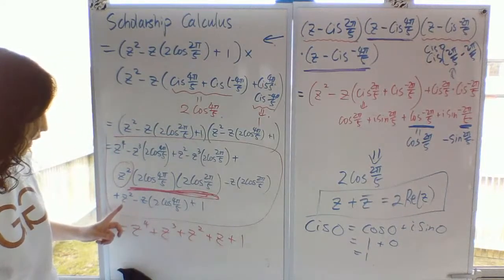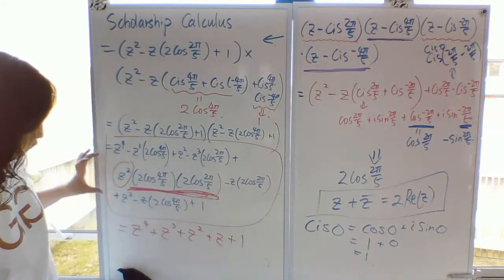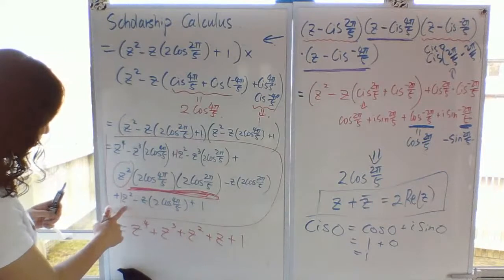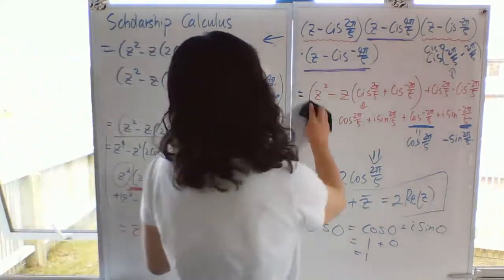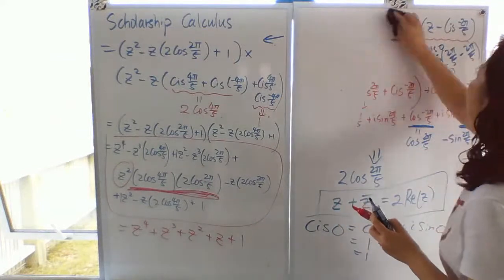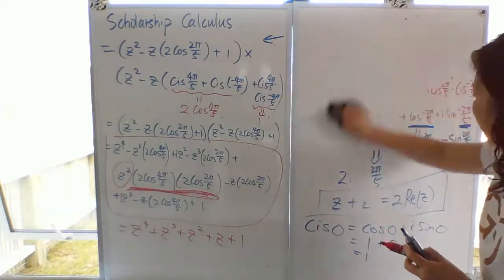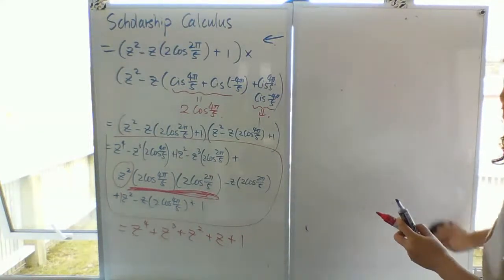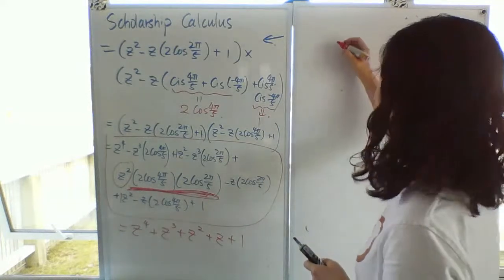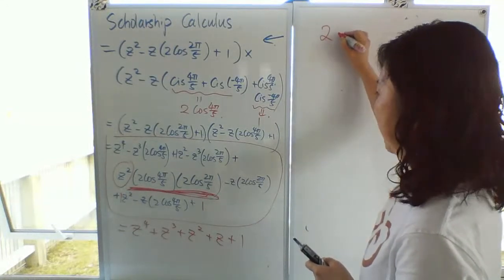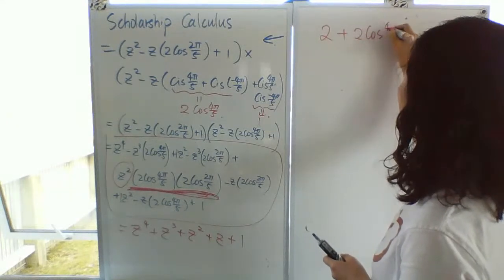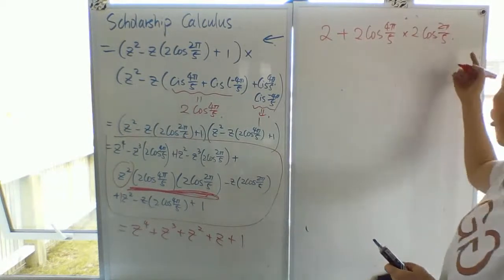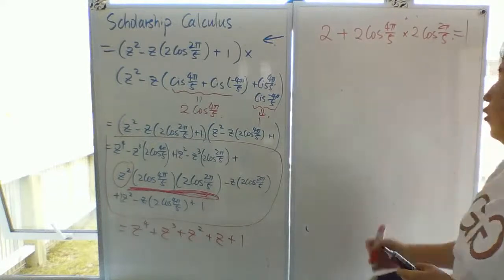And now I'm just going to collect all the coefficients of the z squared from this long expression here. So you have one of them, you have another one here. So this is 2. So on the right hand side, I'm going to write 2z squared plus 2 cos 4 pi on 5 multiplied by 2 cos 2 pi on 5. So this is the coefficient of the z squared, which is equal to 1.